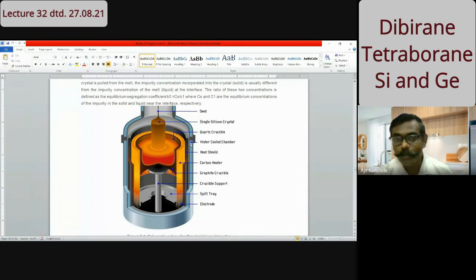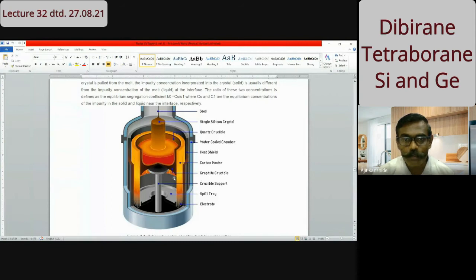And see here, an outer jacket is there, and the jacket has water. A water-cooled chamber is for cooling purpose, because for recrystallization after melting, cooling is also necessary. And here is a heat shield, meaning inside there is strong heating, which should not affect our outer region, and therefore there is a shield or protection. Here, the yellow color that you are finding is a heater. It became red hot, therefore yellow color is shown. It's a carbon heater.